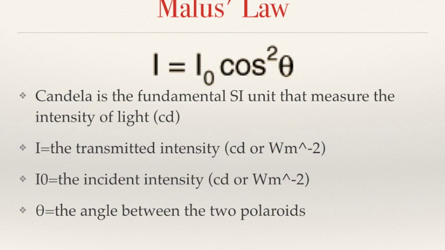Malus's law is given by the equation I equals I naught cosine squared theta. Intensity is measured in candela, which is the fundamental SI unit that measures the intensity of light. I equals the transmitted intensity, I naught equals the incident intensity, and theta equals the angle between the two Polaroids.